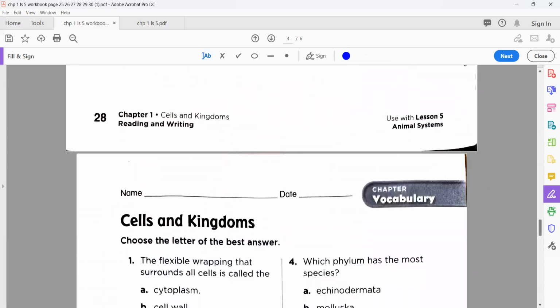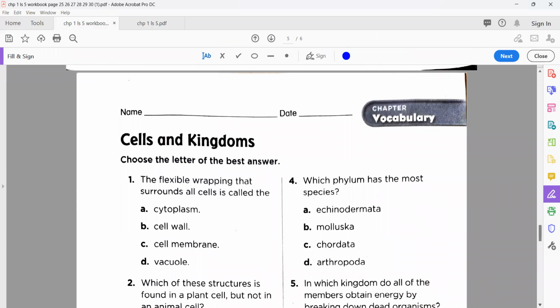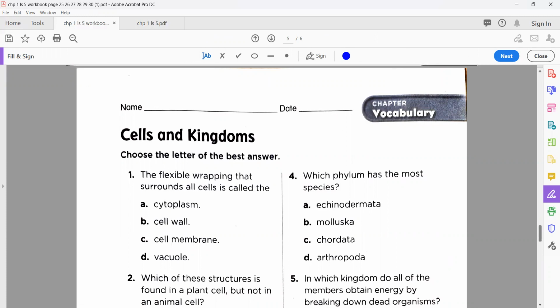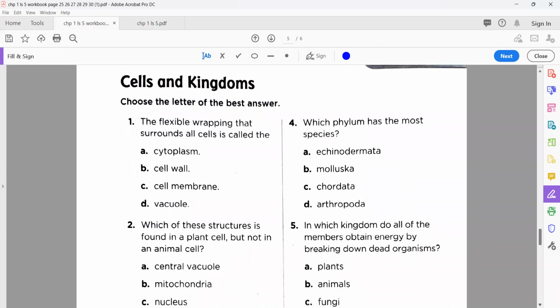Okay, so here are all the multiple choices. So you need to choose the letter for the best answer from all the chapters in which we learned almost 5 lessons. One by one, we will see the questions they asked us from here. So let's start to solve them and find the best option.